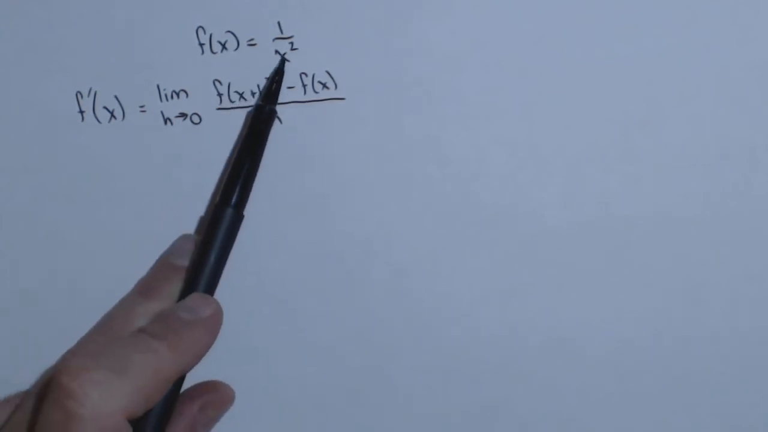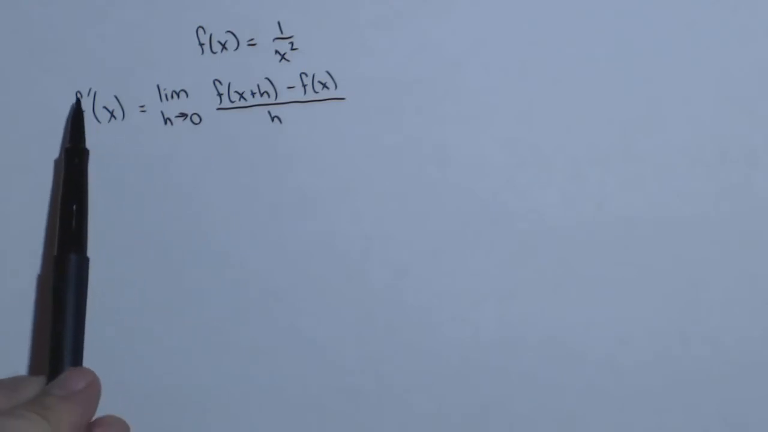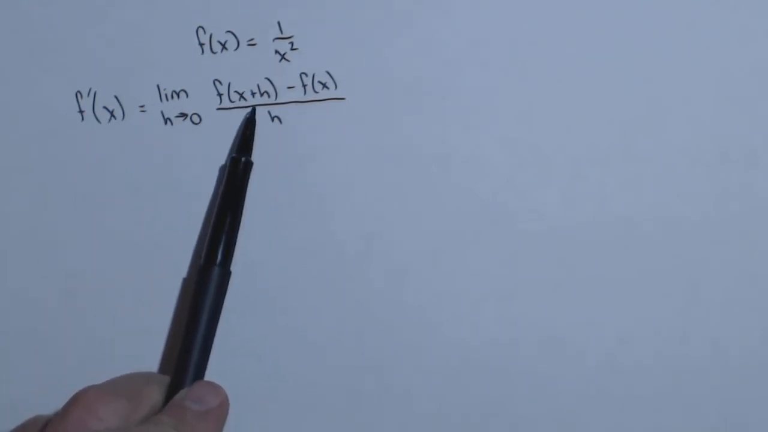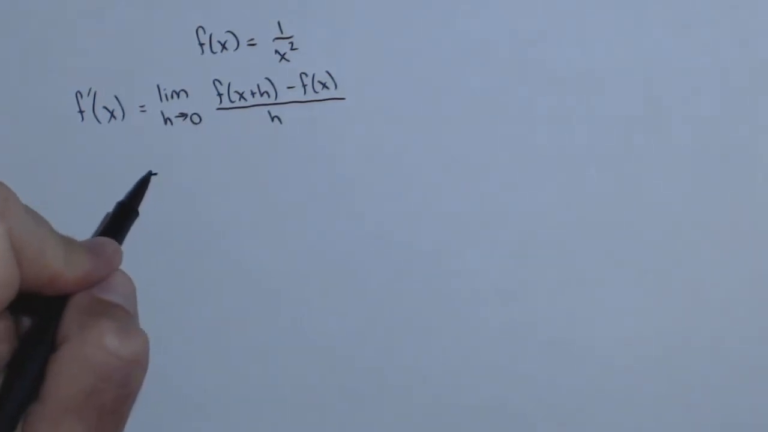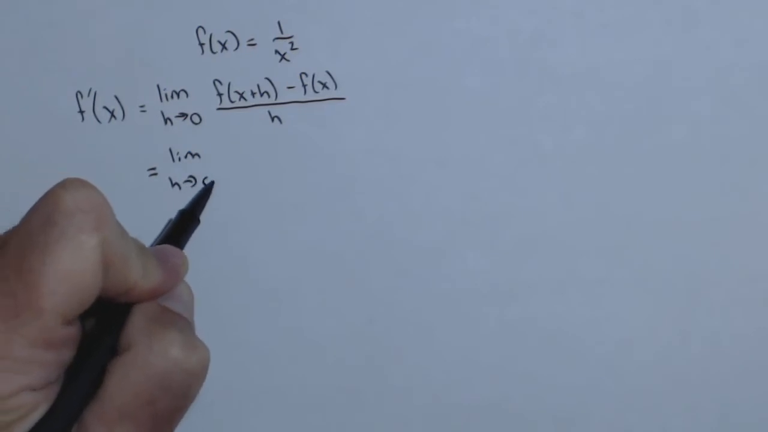So we're going to find the derivative of 1 over x squared using the limit definition of the derivative. So the first thing you should write is f prime of x equals the limit as h goes to 0 of our difference quotient. Now we're going to input our function to see what that looks like.